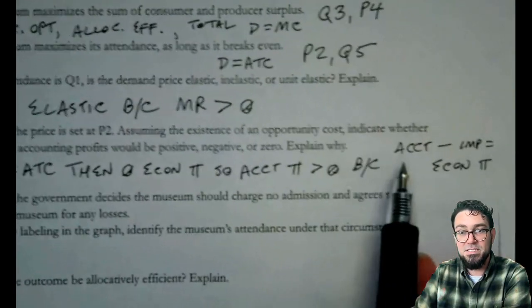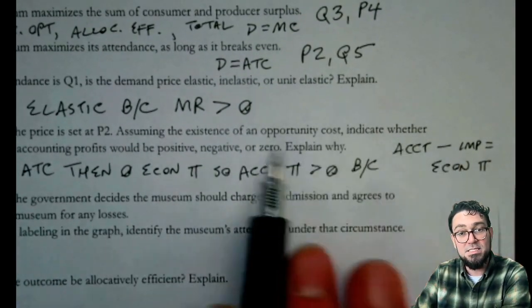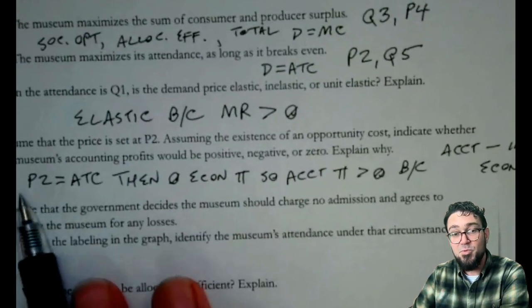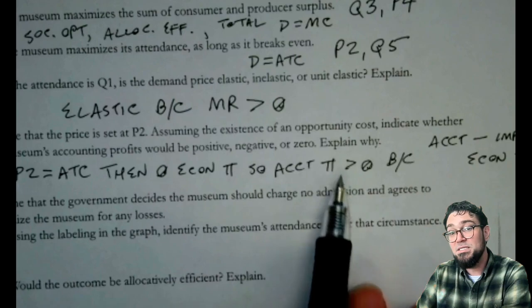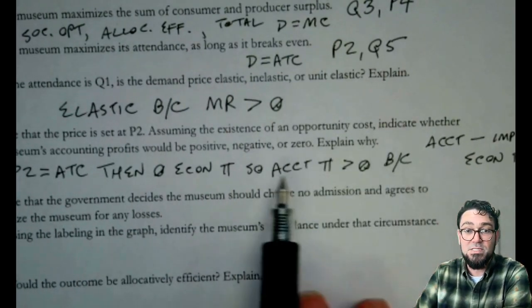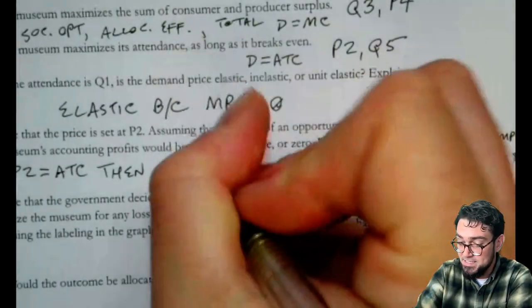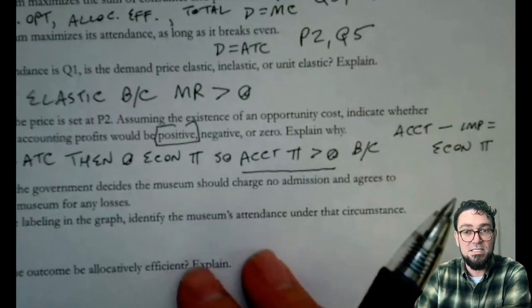And so what I'm saying here is that I calculate economic profit by taking accounting profit minus the implicit costs, and it's telling me there is an implicit cost. There's an existence of opportunity cost. If I'm producing where price equals ATC, then I know I'm making no economic profit, so that means that accounting profit must be bigger than 0. It must be a positive number. So I'm answering my question here by saying it's a positive value, and my explanation is because accounting minus implicit is economic.